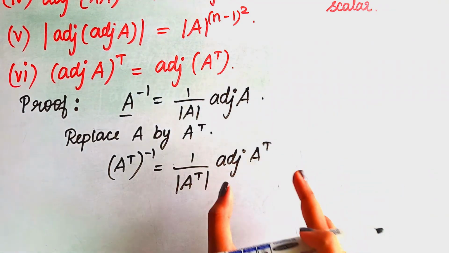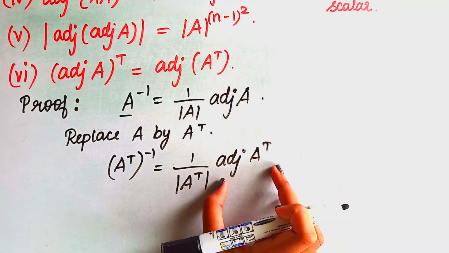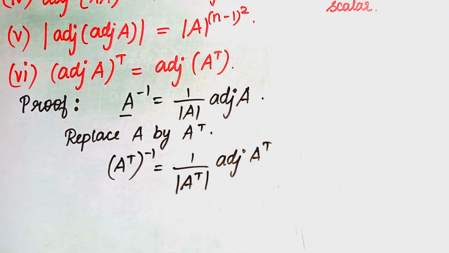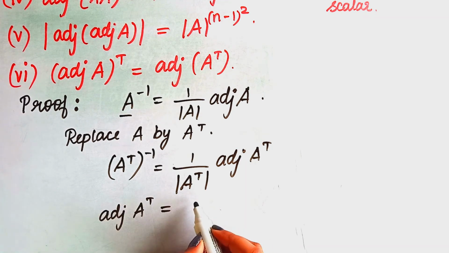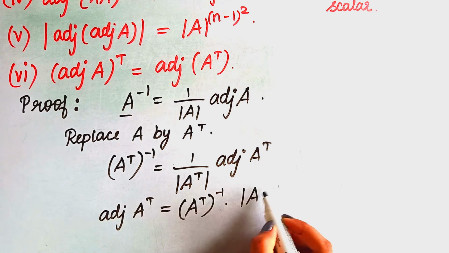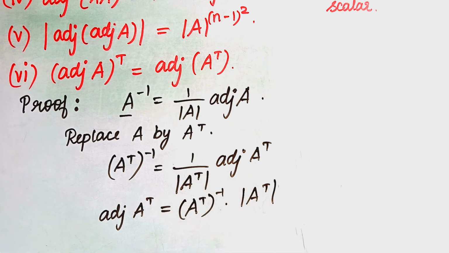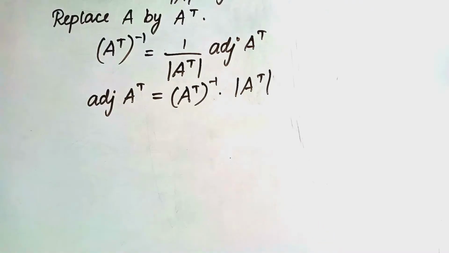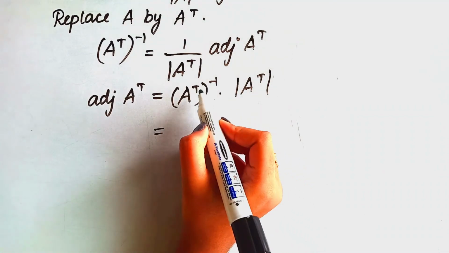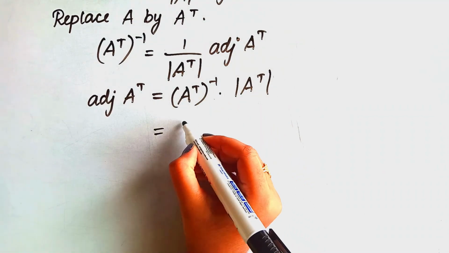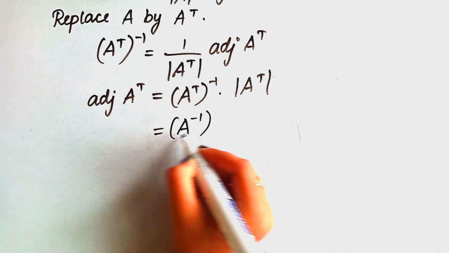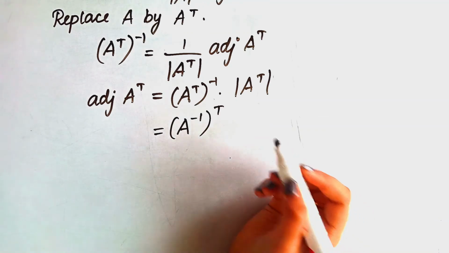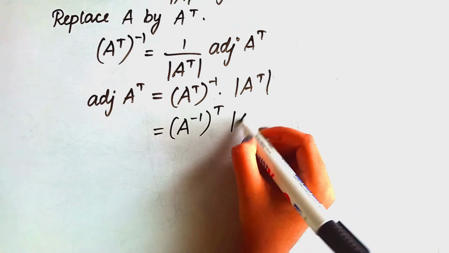So you are going to keep this term on one side and take the balanced term to the other side, so that you will get adjoint of A transpose equal to, we will get A transpose the whole inverse into determinant of A transpose. So this is what we will get. And now we are going to interchange this transpose and inverse. Okay, what we are going to do, we are going to take this inverse inside the bracket and put the transpose outside. Okay, this doesn't change anything, but you can use that.